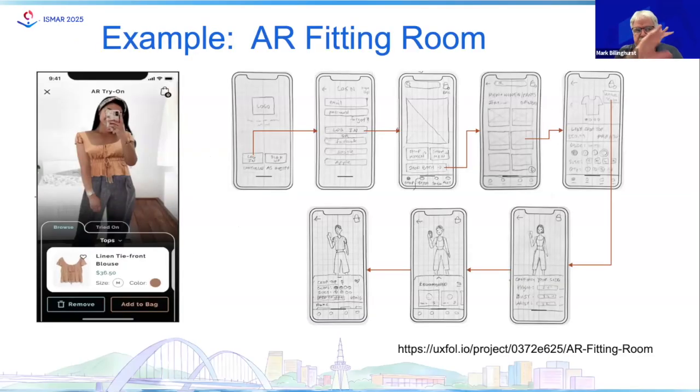So here's an example. On the left, there's an app for an AR fitting room where you can look at yourself and see virtual clothes on yourself. On the right is the wireframe for that. So it shows you what happens when you click on different buttons and what will be the next screen.